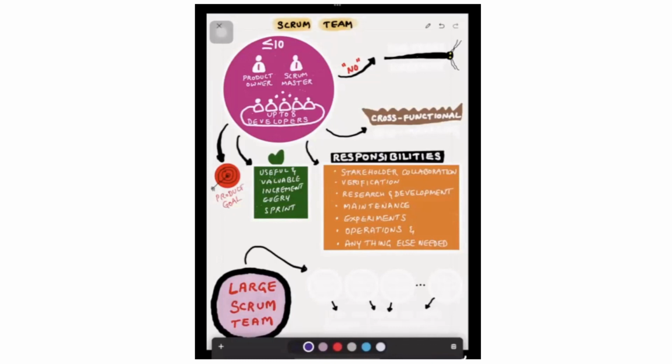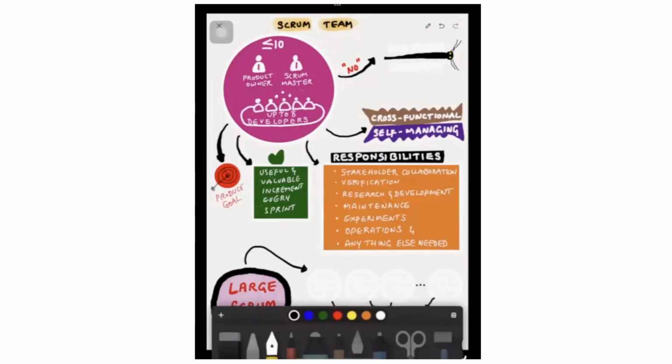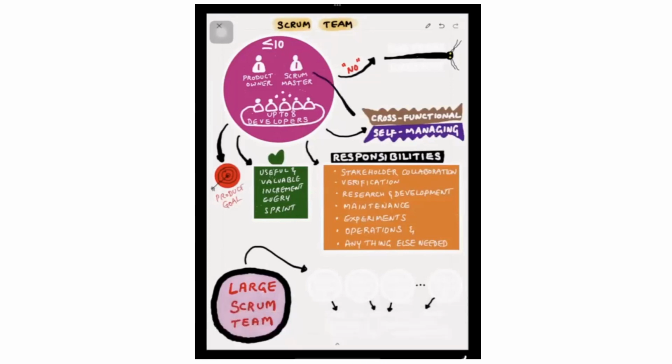And the second characteristic is called as self-managing. Self-managing means they should be able to decide who is working on what, how, when, all these things. So these two characteristics will help the Scrum team to run as fast as they can. So the Scrum Master will help the Scrum team to acquire these cross-functional and self-managing qualities, characteristics time to time by helping them to assess.